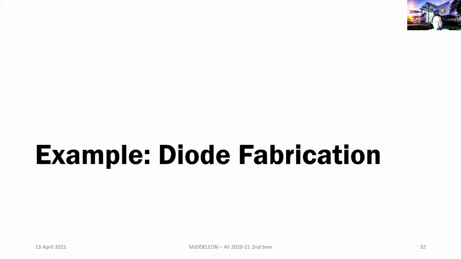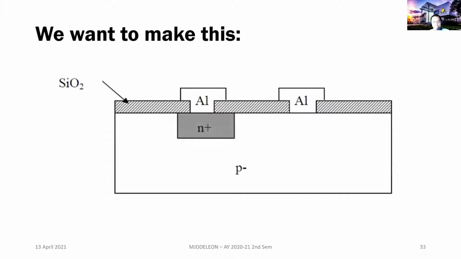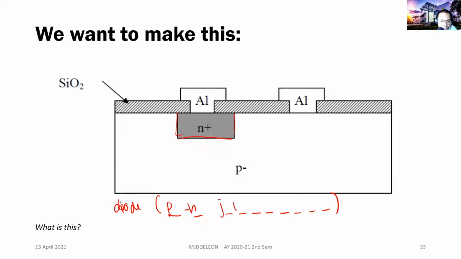So for example, we create a diode. We want to make this. How do we make that? First, what is this? This is a PN junction. Makita nyo? Meron tayong junction between N and P. So this is a PN junction.